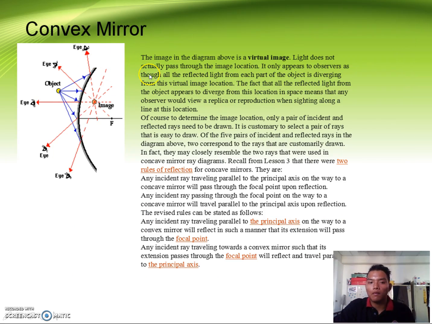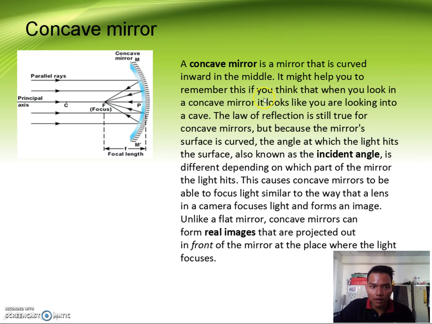Convex mirror. The image in the diagram above is a virtual image. This is an example of a convex mirror, and you can read from this to get more explanation. The concave mirror is the second type of mirror after the convex mirror. The concave mirror is a mirror that is curved inward in the middle. This is an example of the concave mirror.